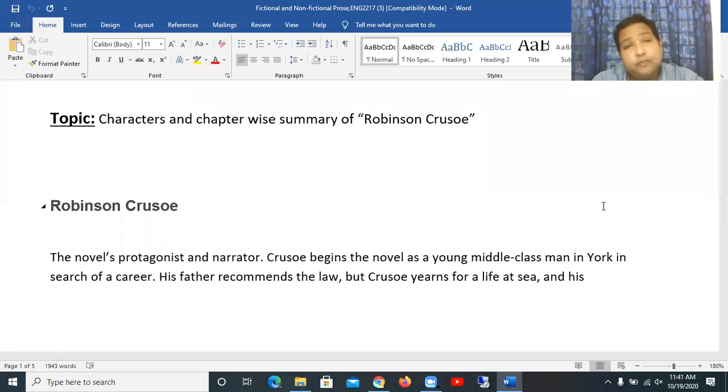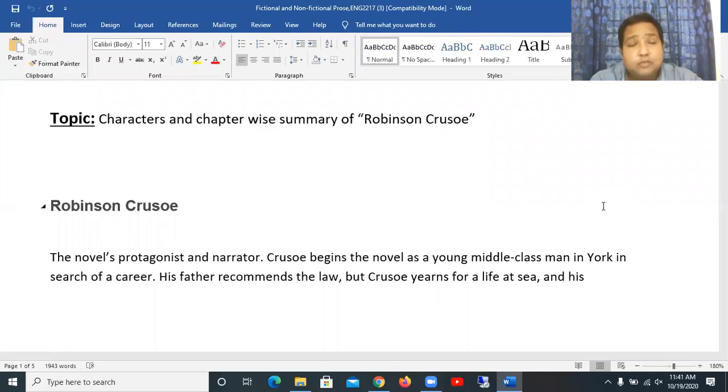Today we are going to talk about the characters of Robinson Crusoe, the famous novel written by Daniel Defoe. In our previous lecture, we talked about the life of the author, Daniel Defoe, the dramatic life of Daniel Defoe, who from a son of a butcher became one of the famous writers of his time.